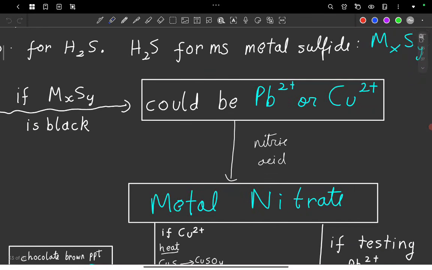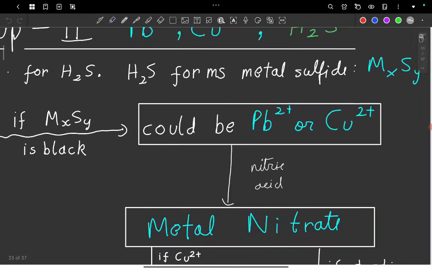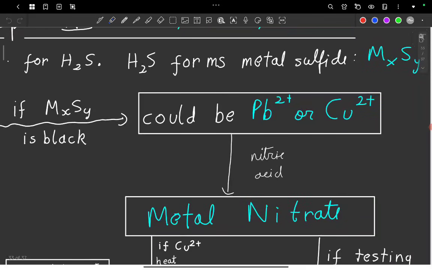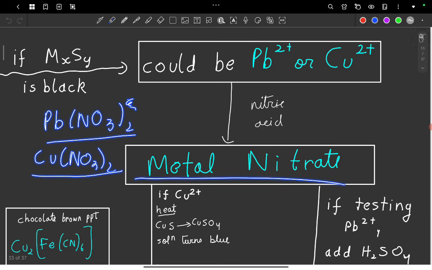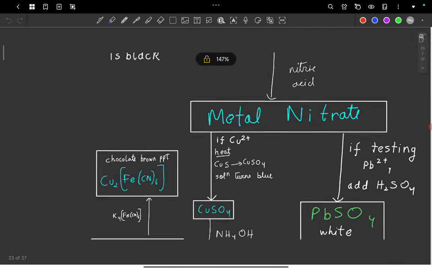Now the test is very cumbersome, and they asked a direct PYQ from this in 2024. Like the last shift had this question. Basically, if your precipitate is black in color, you have to react it with nitric acid. And of course, this will form a metal nitrate like Pb(NO3)2 or Cu(NO3)2. Why did I square it? The 2 will be at the bottom. Pb(NO3)2, Cu(NO3)2. This is a metal nitrate.